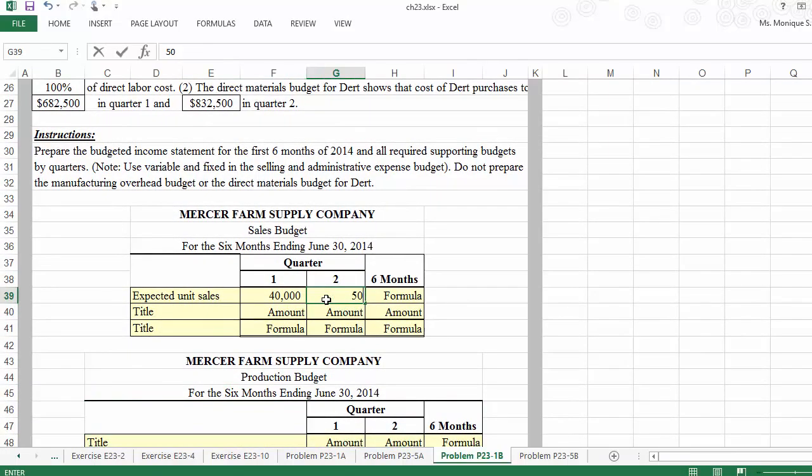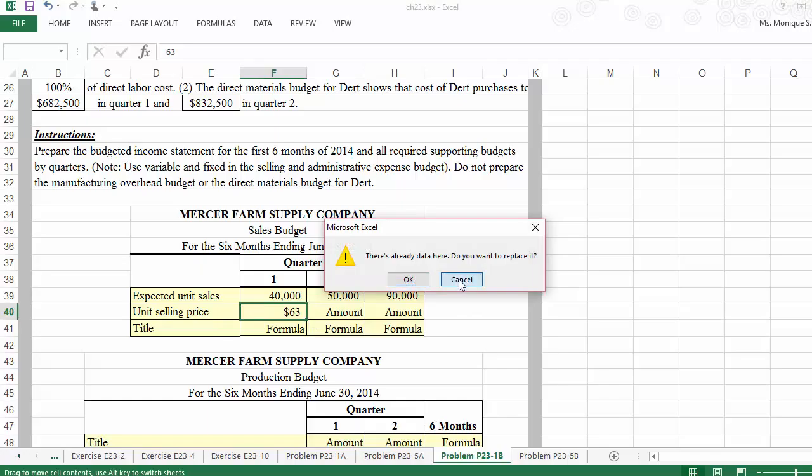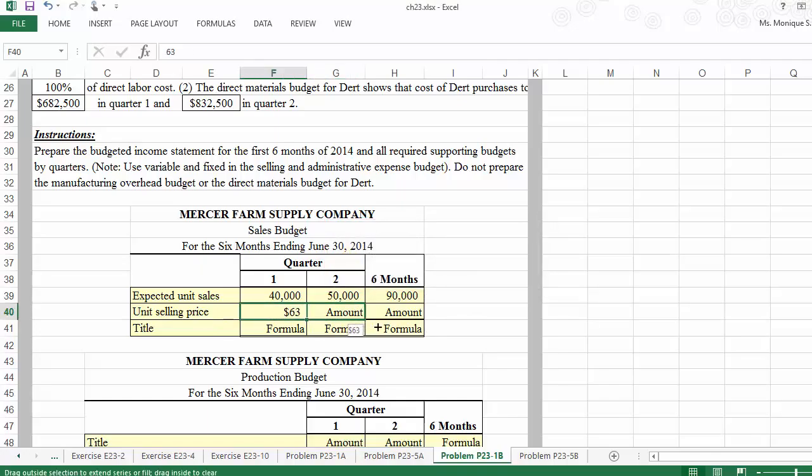Next quarter, 50,000. So the total of those 2 quantities would be the 40,000 plus the 50,000, which gives us 90,000 in sales. Our next item would be unit selling price. And that was $63 for both quarters. So I'm going to go ahead and just copy over. And we don't add that up because it's still 63 for all quarters involved.